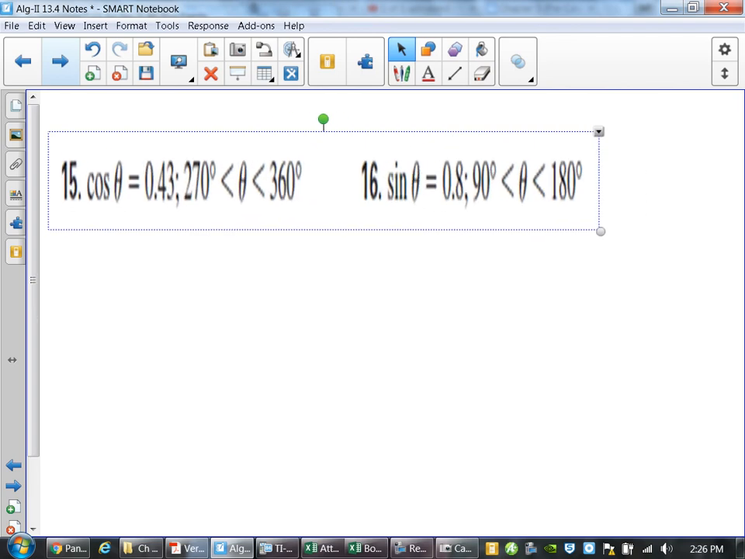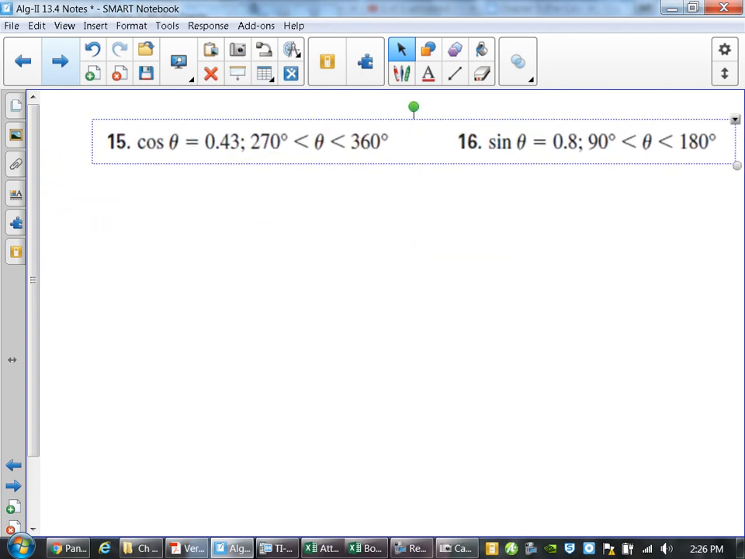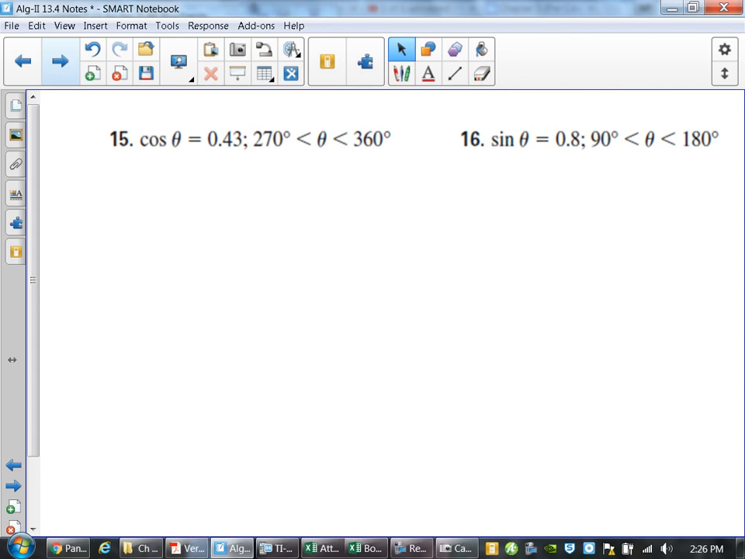Look. Cosine of theta is 0.43, and it wants to go to the fourth quadrant.